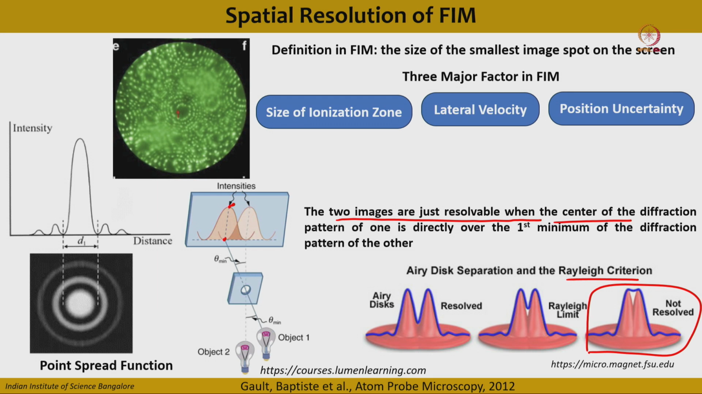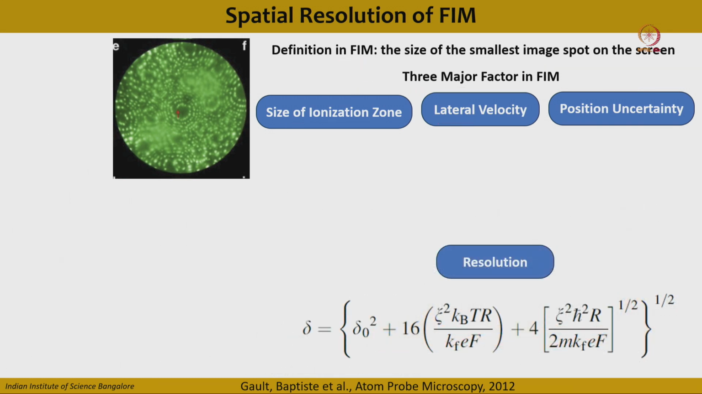But what is the definition of resolution in FIM? The resolution of FIM relies on the size of the smallest image spot on the screen. There are three major factors which control the image spot on the screen: the size of the ionization zone, which is formed just above the tip surface, the lateral velocity of the imaging gas, and the position uncertainty of the imaging gas. I have just briefly gone through it. Now we will discuss these three factors in a little more elaborate way.